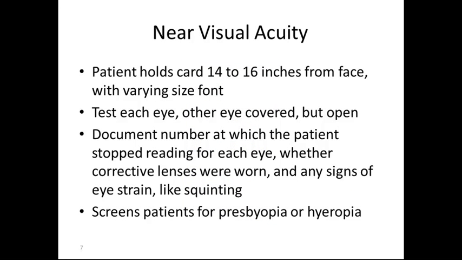Near visual acuity. The patient holds the card 14 to 16 inches away from the face with varying size fonts. The test is for each eye with the other eye covered but open. Document the number at which the patient stopped reading for each eye, whether corrective lenses were worn, and any signs of eye strain like squinting. Screen patients for presbyopia and hyperopia.